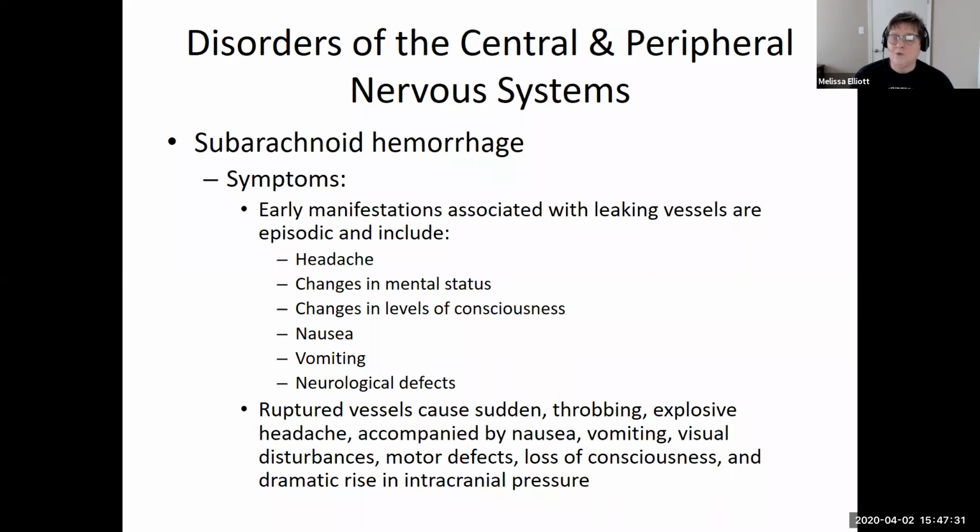When we have a ruptured vessel, these symptoms are going to be sudden. It's going to be explosive, and the headache is going to be migraine numbing. A lot of times it's accompanied by nausea and vomiting as well as blurred vision, visual disturbances, certain motor defects, not having good fine motor skills, generally a loss of consciousness, and an extreme rise in intracranial pressure.